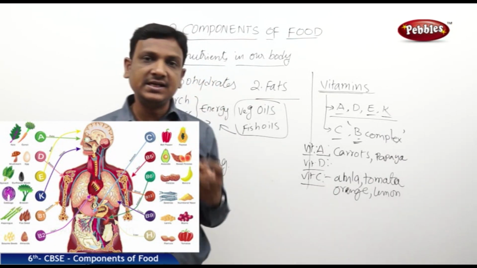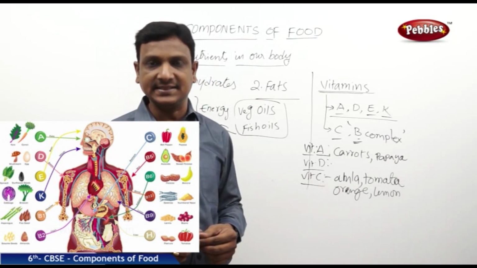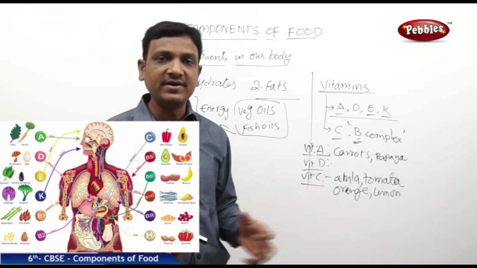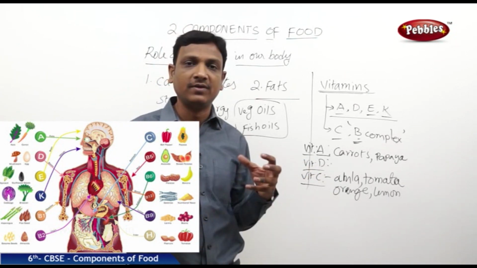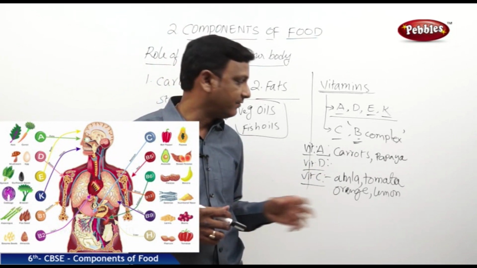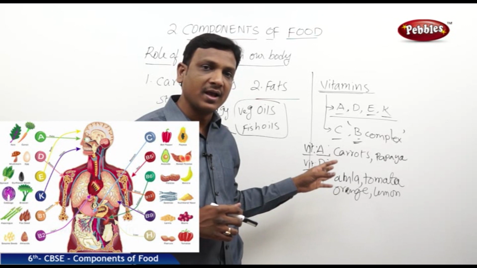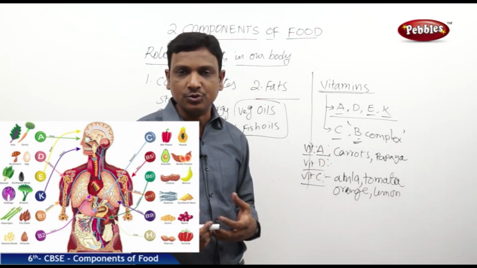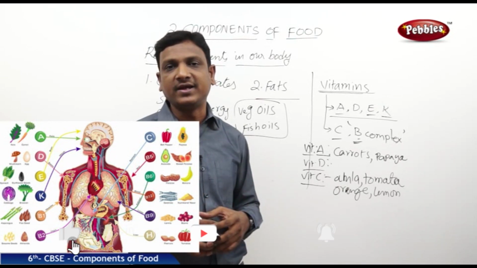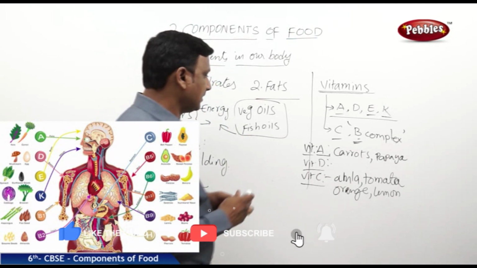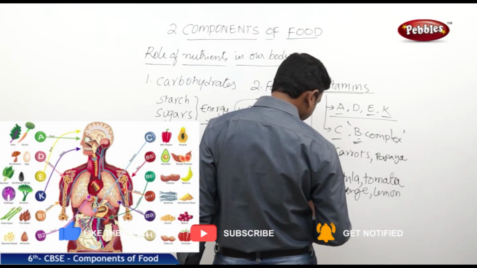So vitamin C helps you to fight against diseases, right? And it prevents a disease called scurvy. If you don't have vitamin C in your body, you will get a disease called scurvy. So vitamin C gives protection and improves our immune power. It strengthens our immunity, and by that we can fight against diseases. The next one is B complex.